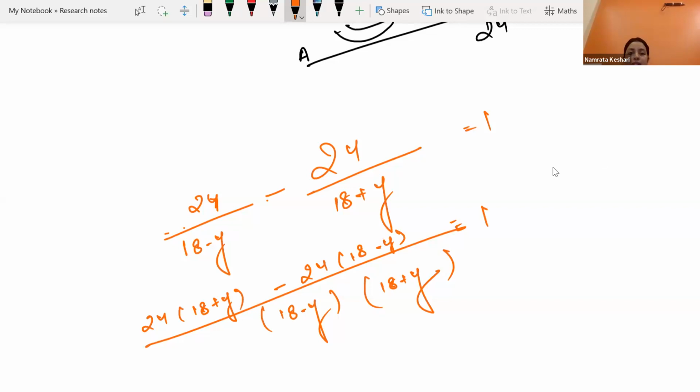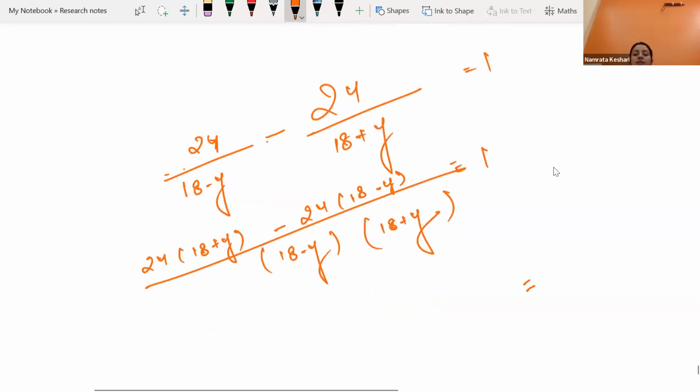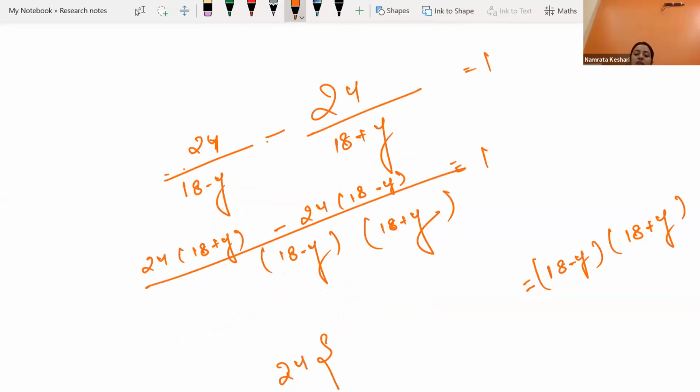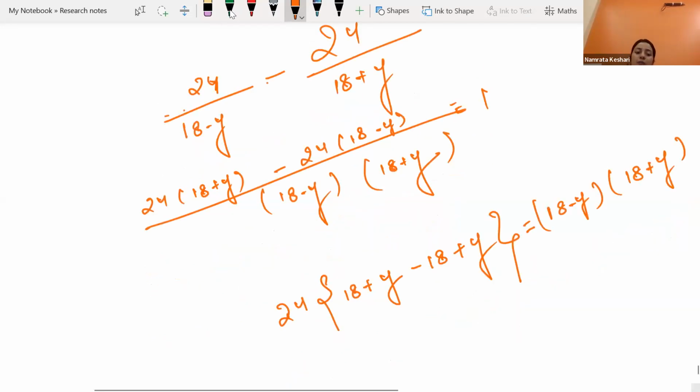This denominator, in the next step, you can shift to the other side. You will be having 1 multiplied with all of this, that means 18 minus y multiplied with 18 plus y. And in the numerator you will be having this. Basically, if you take out 24 common, because here also 24, here also 24, your simplification will be quite simple. You will be just left with 18 plus y minus 18 minus y. You don't have to multiply 24 with 18 again and again.